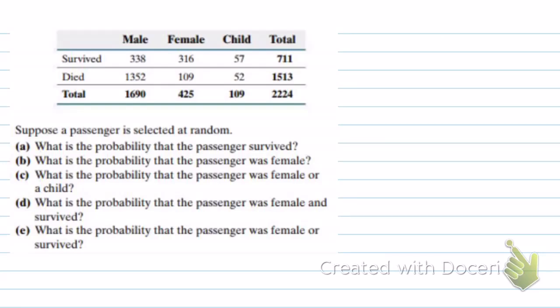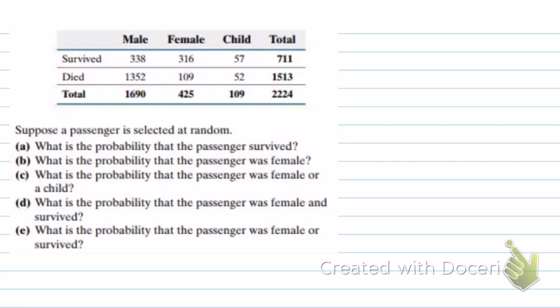Slightly different problem. This is based on the Titanic. Now, the way they did this table, they said if you're male, it means adult male. If you're female, adult female. Child could be male or female, right? Just means not an adult.